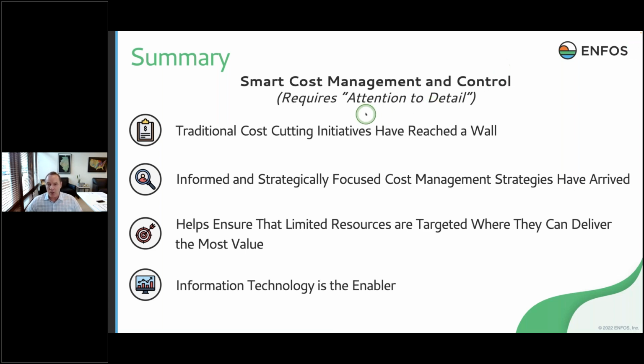I just want to point out my note here. When I think about all of this that I talked about, you have to pay attention to the detail. You cannot get to successful cost management and cost control without it, right? This is about attention to detail.